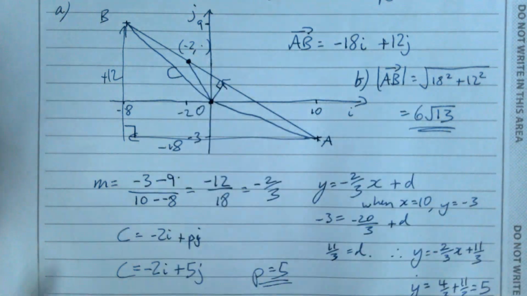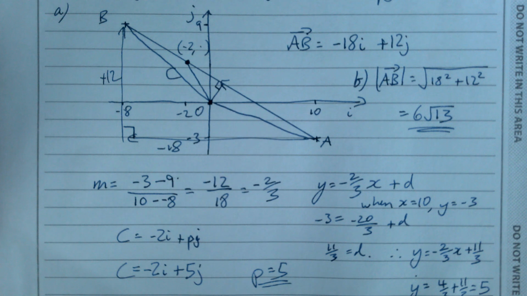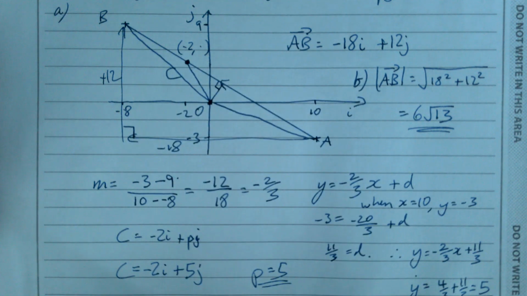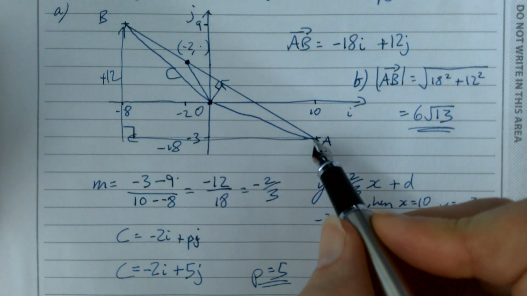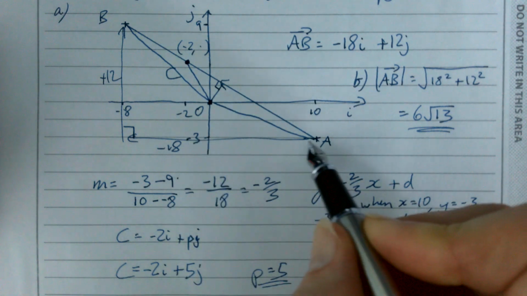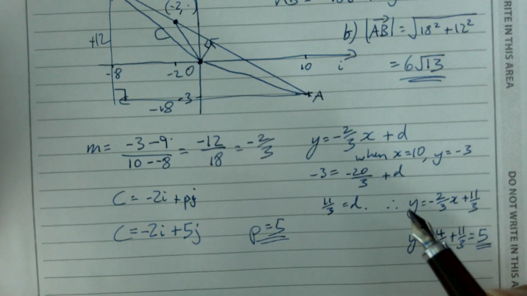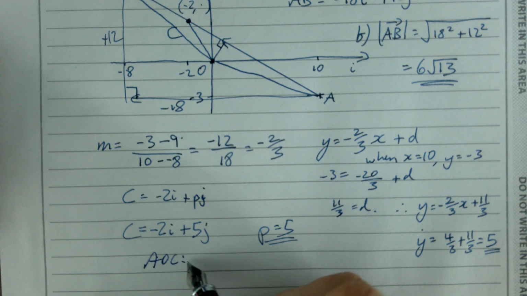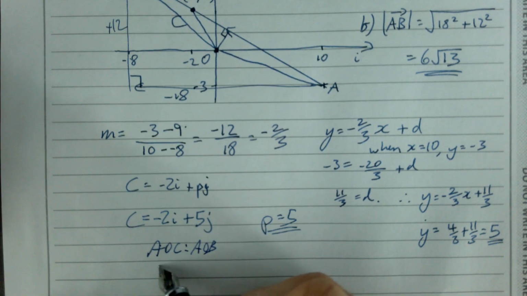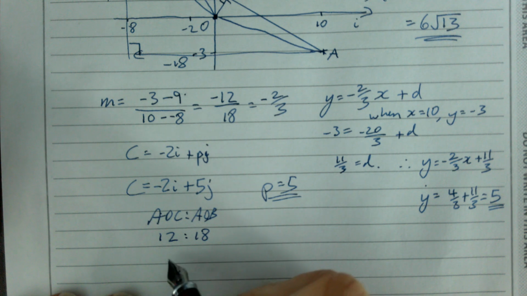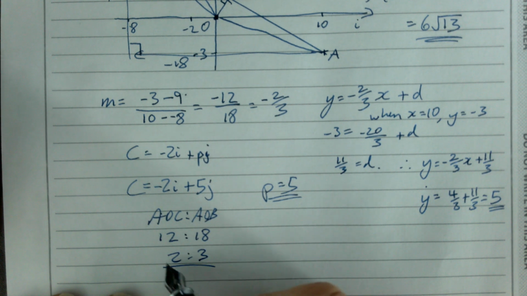So we need to think about the distance from there to there and there to there. So if we're going along 12 as opposed to along 18 as a fraction, that would be 12/18ths, or 12 to 18. So AOC to AOB would be 12 to 18, and that simplifies to 2 to 3, and that'd be that.